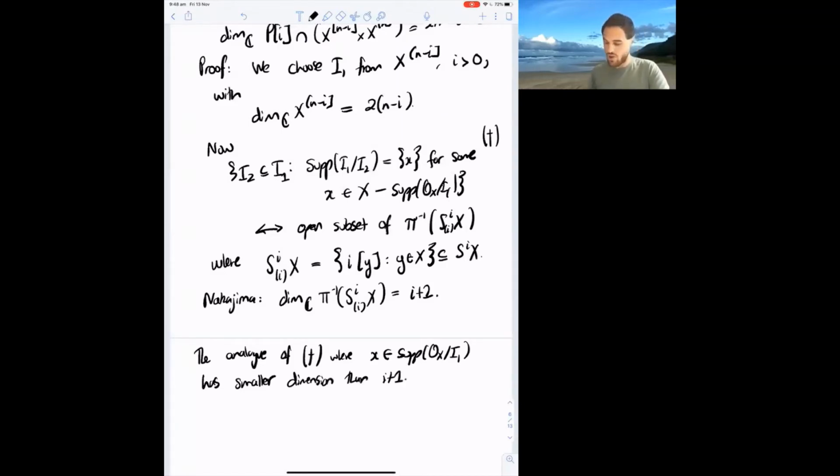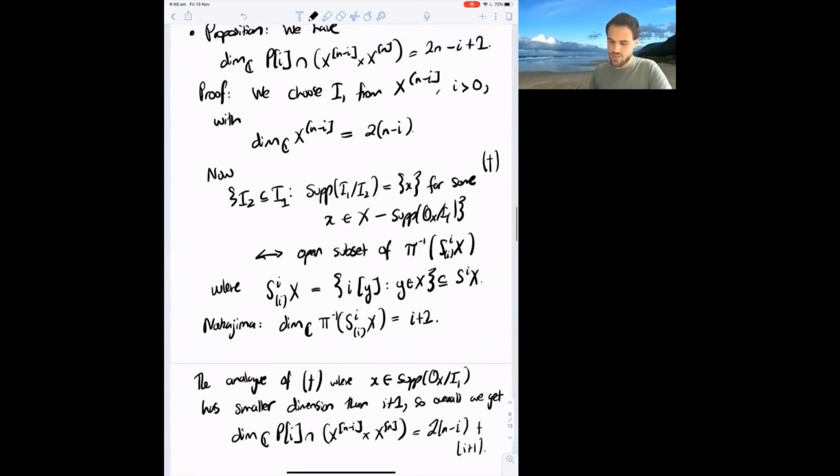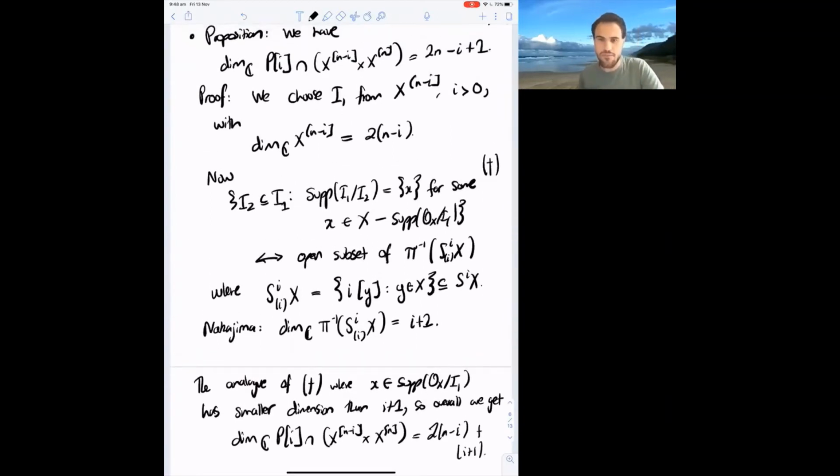So overall, incorporating the choice of I1, we get that the dimension of PI intersect Xn minus I is equal to the dimension from the choice of I1 plus this I+1 term, which is exactly what was claimed. Does anyone have any questions at this point?